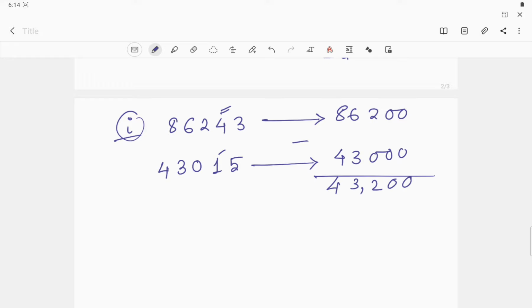you know, when the number is less than halfway, this number can be rounded to the existing 100. That means existing 100 means 200, right? In the next one it is 15 only, 0 1 5, that means 15 is below halfway. 15 lies between 0 and 100, so it can be rounded to 0. That means 43,000. Or if you check the tens place, it is 1, that is less than 5, so it can be rounded to 43,000. Okay.